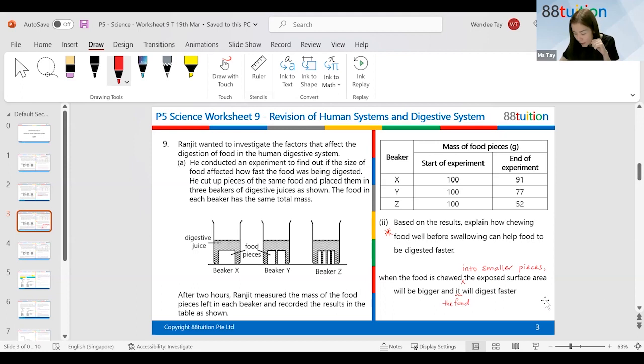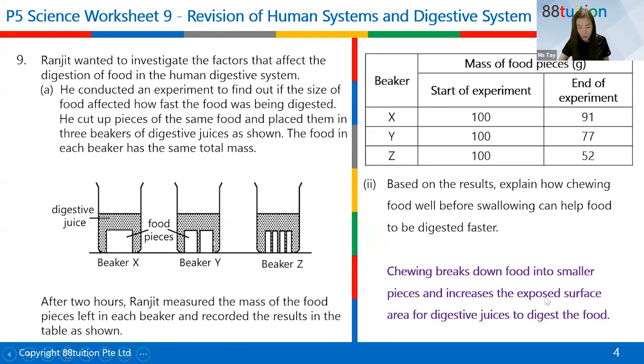Of course, the suggested answer that's given is this one. Chewing breaks down food into smaller pieces. Do you see the similarity there? Then the exposed surface area is increased. Do you see the similarity as well? Yeah. So it's important that you answer in your own way, but you are still addressing the science concept. You are still writing down the science concepts.